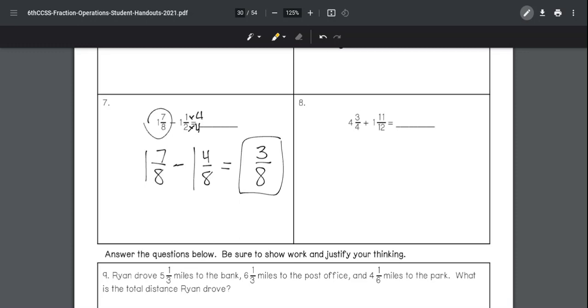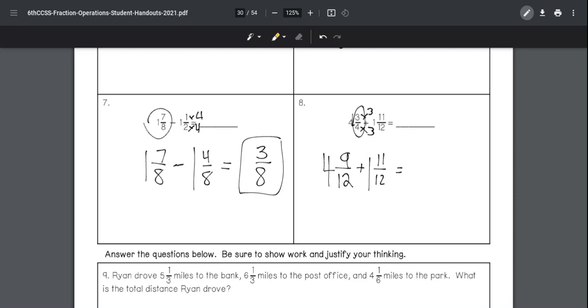Number 8, 4 and 3/4 plus 1 and 11/12. Same thing. We have to have a common denominator. Our common denominator is going to be 12. So the only fraction we need to change is 3/4. You're going to have to multiply the top and bottom by 3. So 4 and 3/4 becomes 4 and 9/12 plus 1 and 11/12.